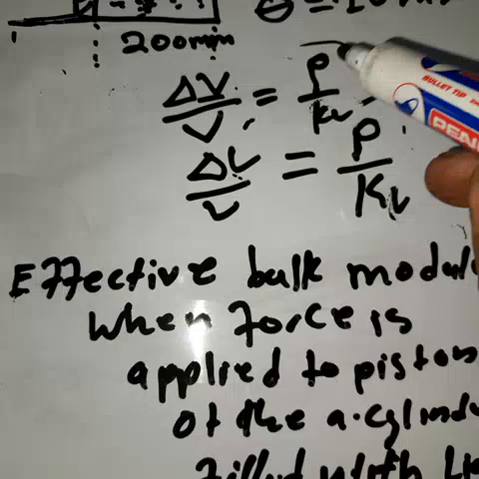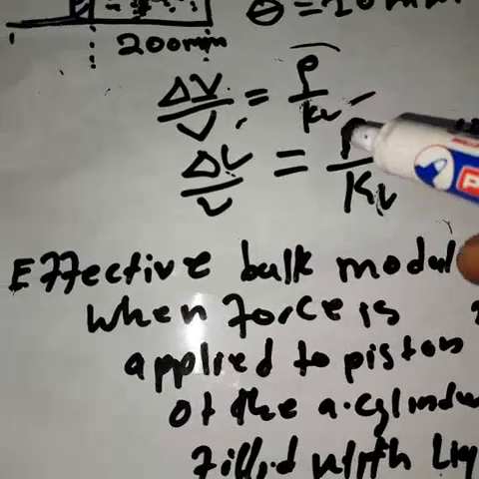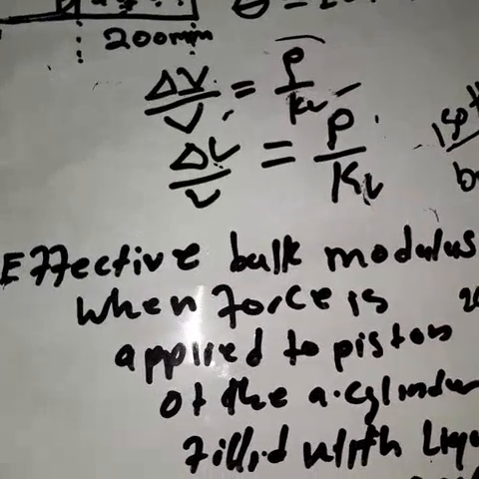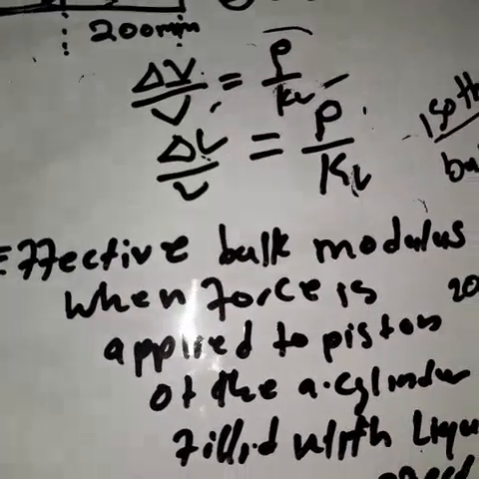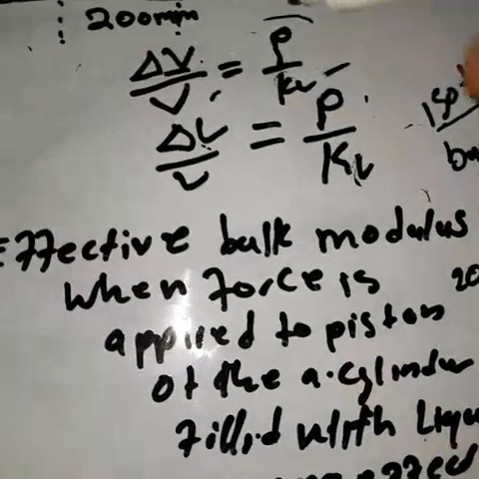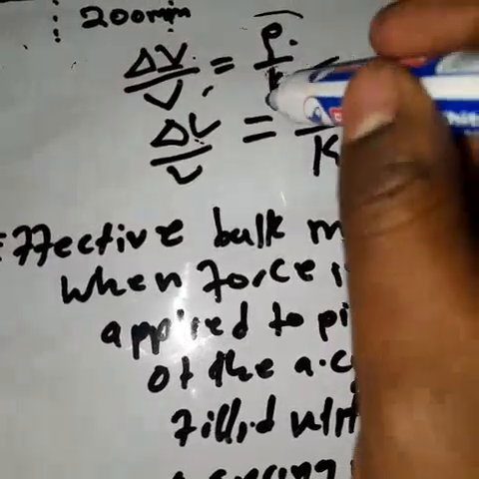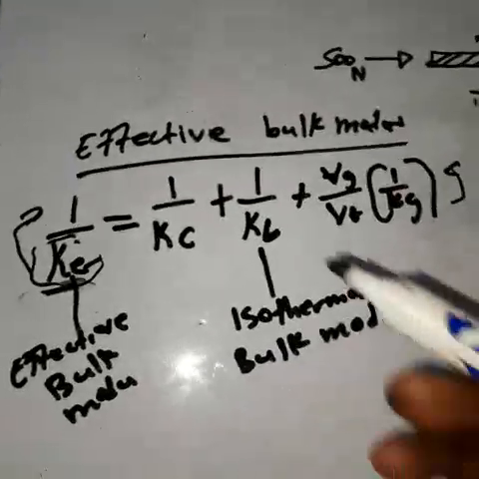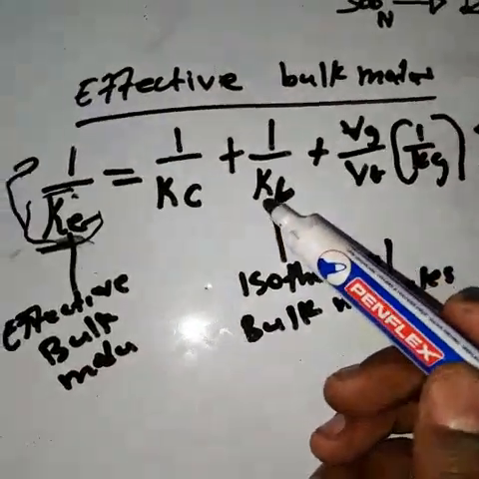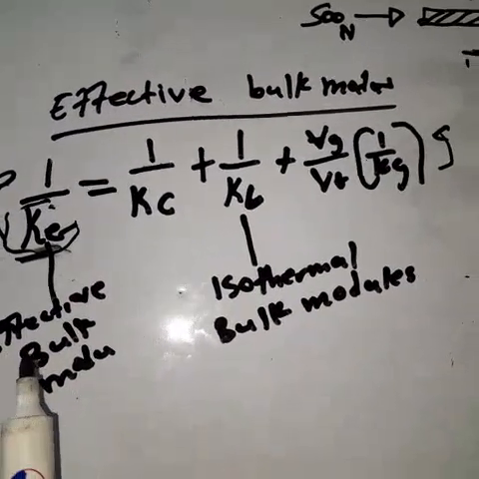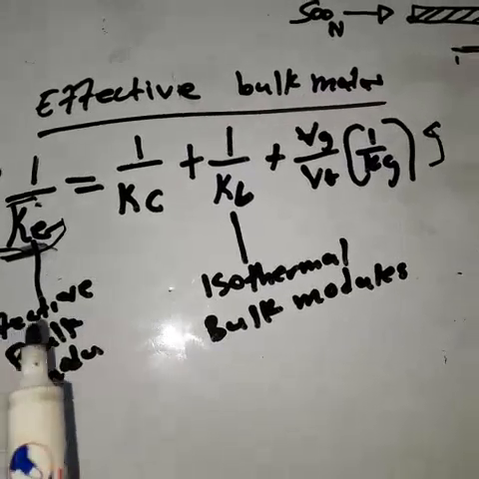Remember, I said P over isothermal bulk is equal to what? Strain. Strain can be a volumetric strain, length strain, any strain, but it is equal to pressure over isothermal bulk. And in this isothermal bulk, it is KL here on this formula. This is effective. Do not make any mistake here.